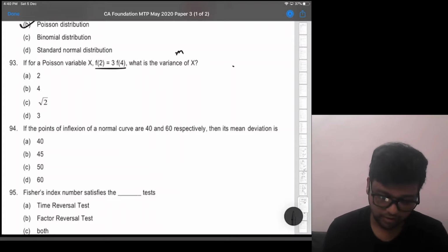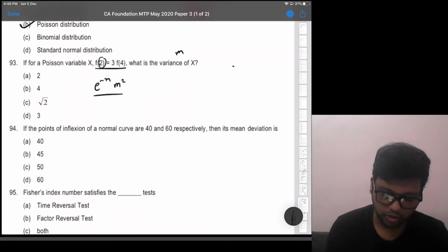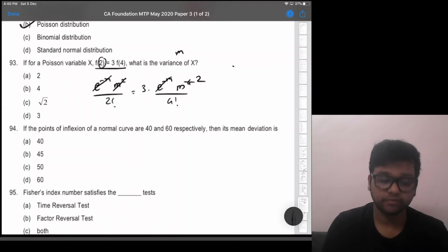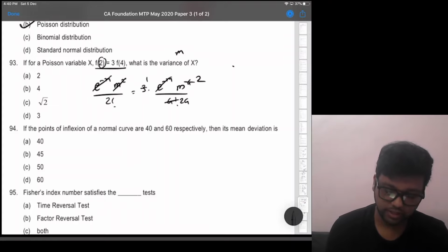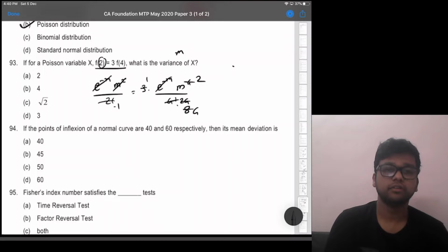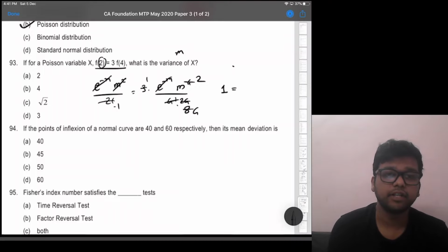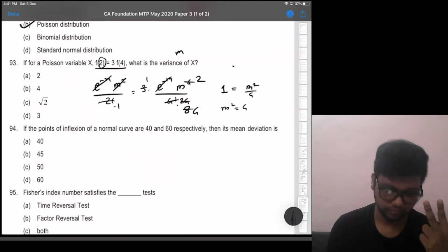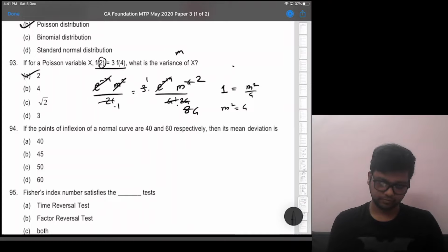So let's write the PMF. PMF will be e raised to minus m into m raised to 2 upon 2 factorial is equal to 3 times e raised to minus m into m raised to 4 upon 4 factorial, right? So e raised to minus m will be cancelled if we divide it. Only m square will remain here. This is 24, so 3, this will be 8. This is 2, so 2, 1 and 4. That means we have nothing on the left hand side. 1 is equal to m square by 4. That means m square is 4. That means m is 2. So 2 will be the correct answer, variance.